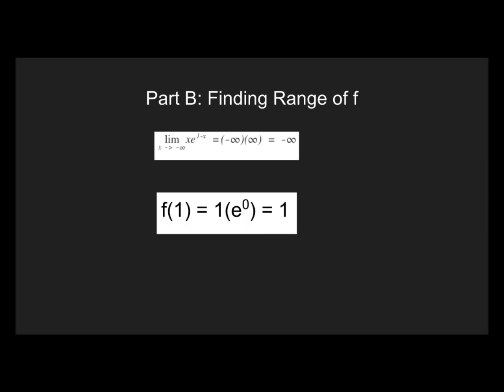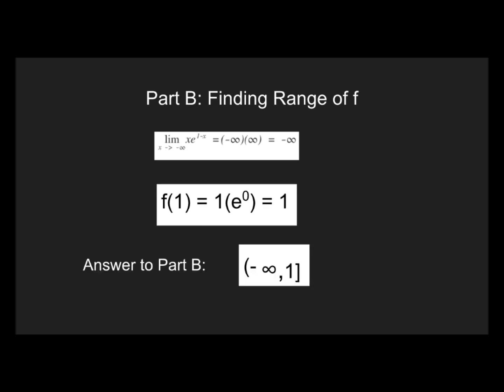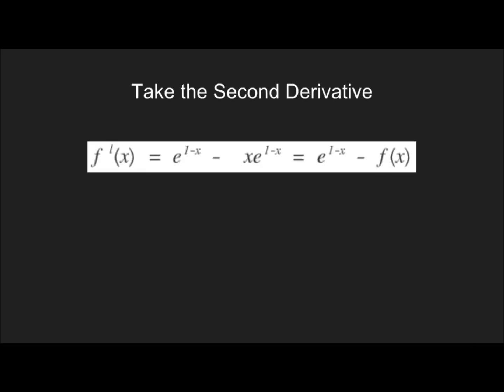And we find that the maximum value, f of 1, is equal to 1 times e to the 0, which is 1. So our answer to part B is the range of the function is from negative infinity to 1 with a closed bracket on 1. For the next part, we want to take the second derivative.